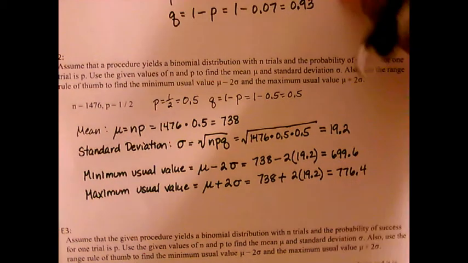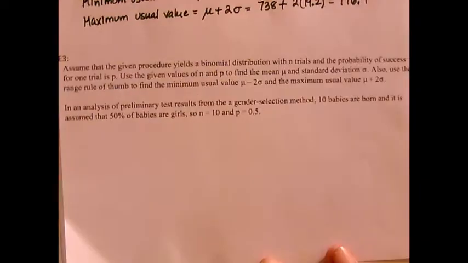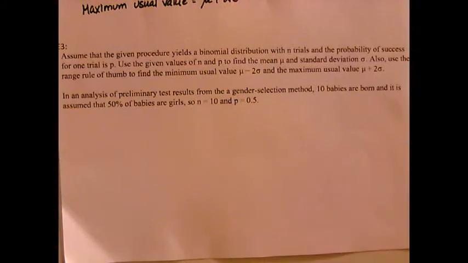Alright, here's another example, similar to that one. Assume that the given procedure yields a binomial distribution with n trials and the probability of success for one trial is p. Use the given values of n and p to find the mean and the standard deviation. Also use the range rule of thumb to find the minimum usual value and the maximum usual value. In an analysis of preliminary test results from the gender selection method, 10 babies are born, and it is assumed that 50% of babies are girls. So n is equal to 10 and p is equal to 0.5.